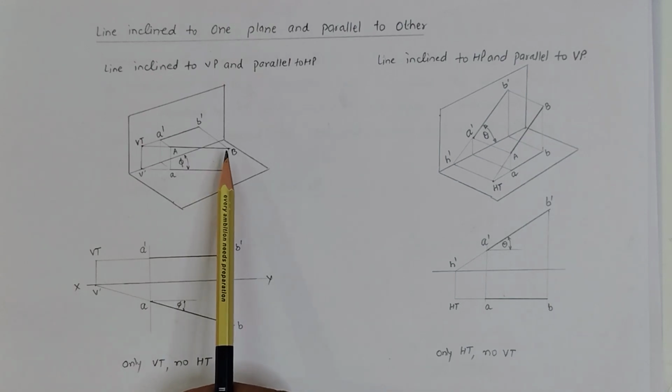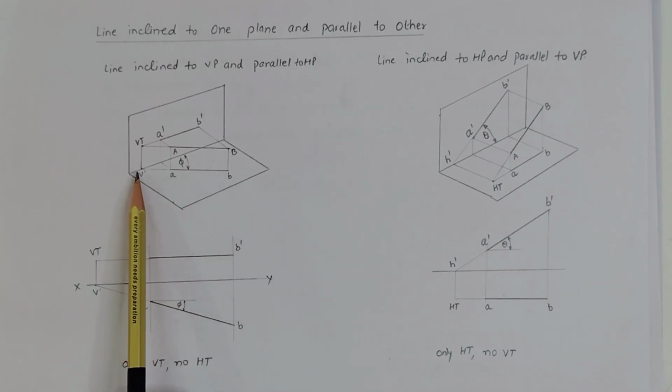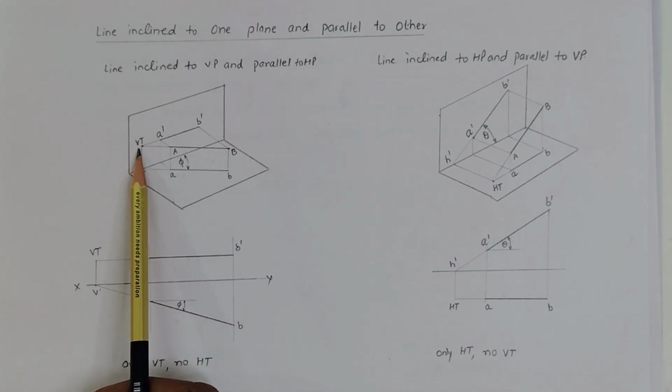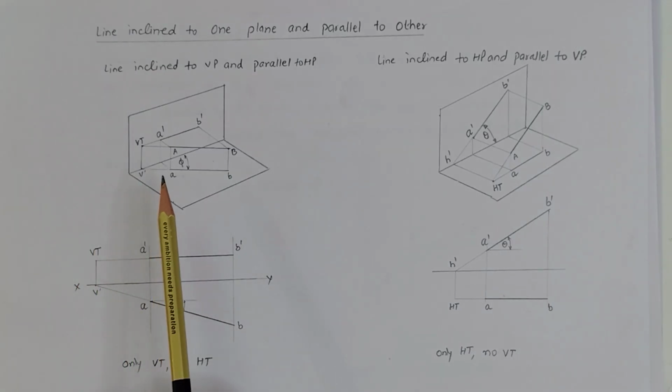When we extend this projection, you can see here we are extending the top view ab, so it intersects the reference line here, and we draw a projector line here. So here is the VT. This VT is the trace.